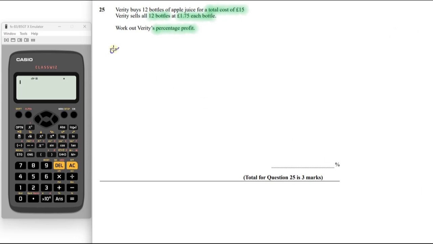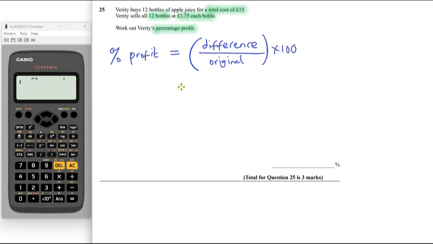So how do we work out percentage profit? Well, we need to work out the difference, the difference between what she buys them for and what she sells them for. And we need to divide that by the original amount, so what she buys them for, effectively. That will give us our profit as a fraction. But we need to work that out as a percentage, so we just need to multiply by 100.